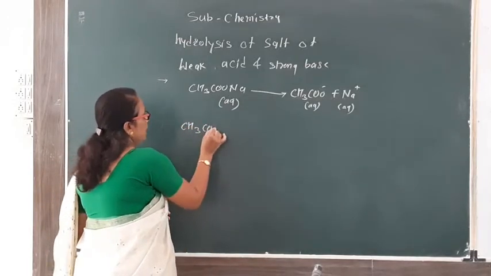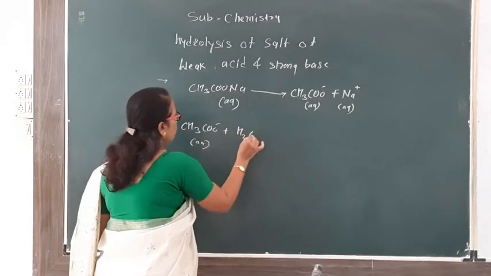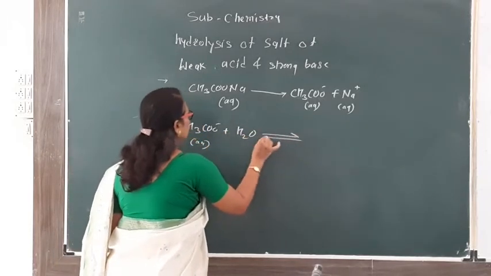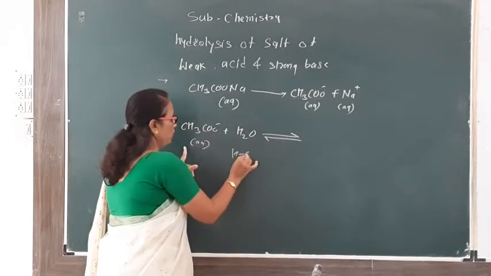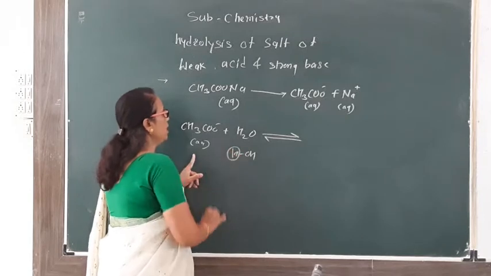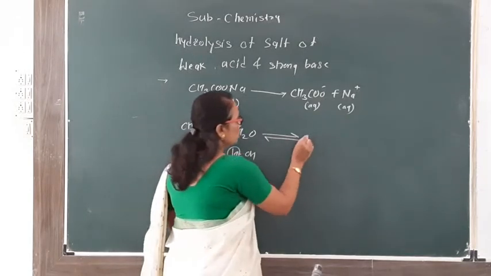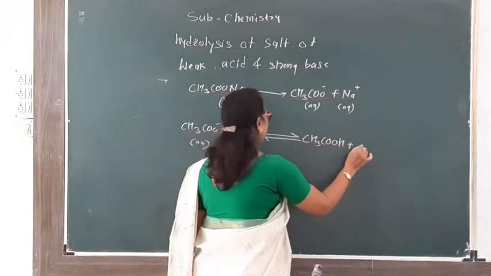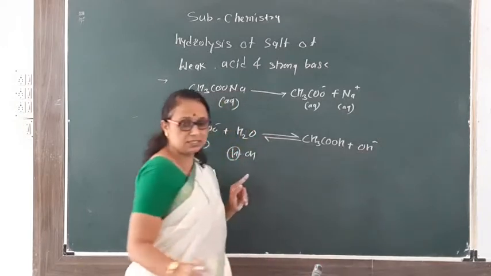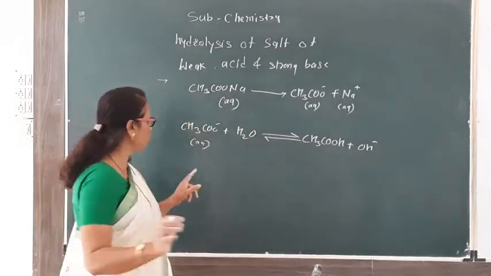These acetate ions from the aqueous solution combine with water. There is a formation of a weak acid. H2O मधल्या कशाशी कंबाईन होणार, ते H प्लस बरोबर कंबाईन होणार आणि OH मायनस सोल्युशन मध्ये राहणार. CH3COOH plus OH minus. This is a hydrolytic equilibrium of this salt.